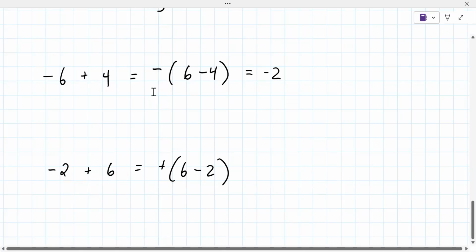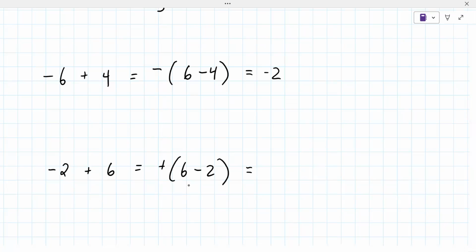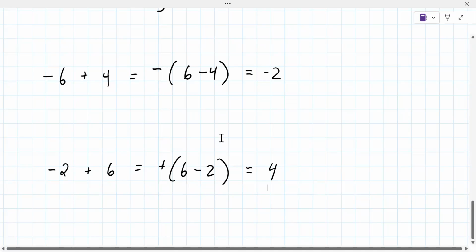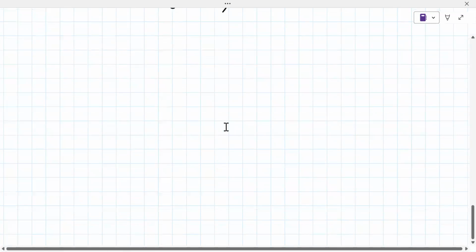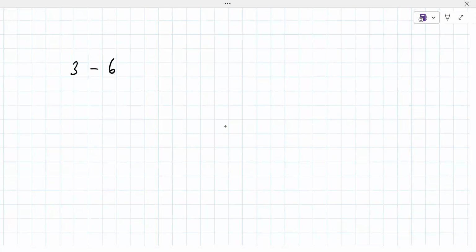Now maybe you're thinking about multiplication, but you've got a different set of rules there. So what I'd like you to do now is give you 4 exercises to see if you could kind of dial this in. Let's go: 3 minus 6, -4 plus 2, 5 minus 2, and 3 minus 1. Go ahead and work those out. Let me know what you come up with.